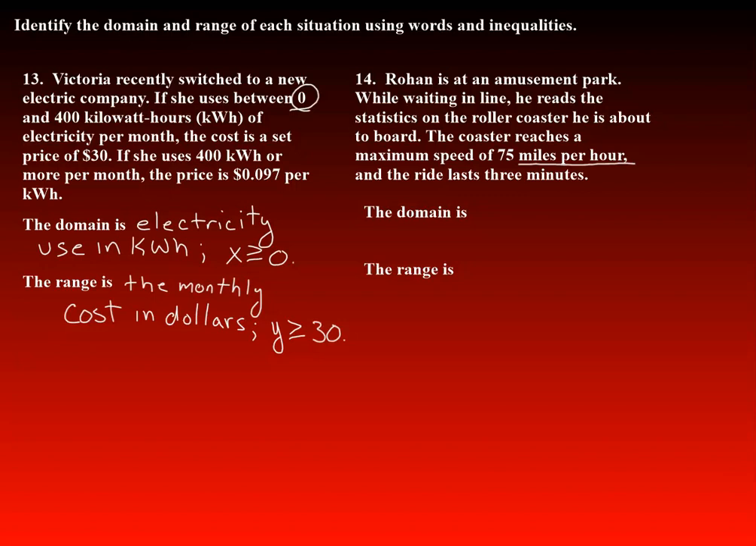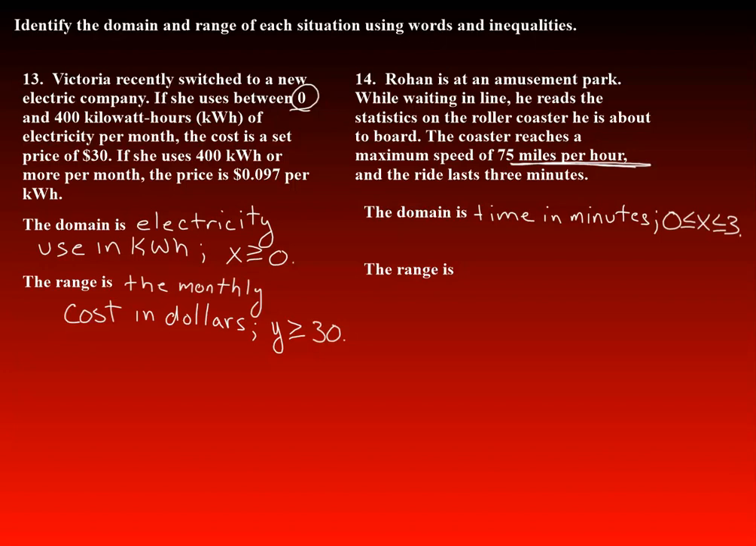Now that you've tried it, so the domain, well, we have a rate going on here, right? Miles per hour. So the domain is going to be the time in minutes. And that would be from 0 to 3. Okay. At the starting time, you're at 0. By the time you get done, you're at 3 minutes. Okay, that's the whole length of the ride.